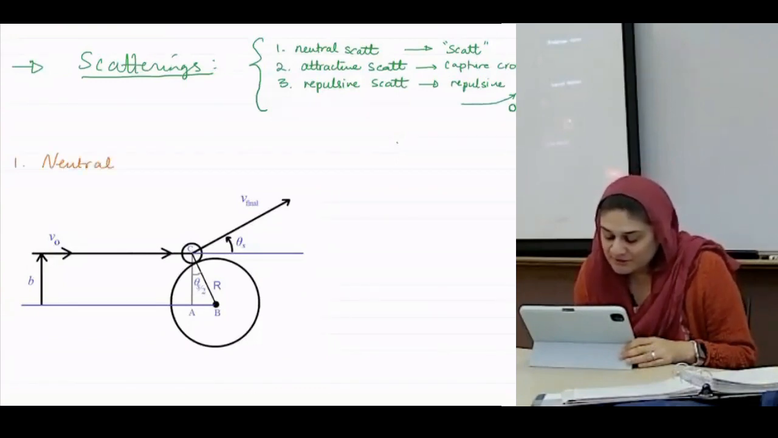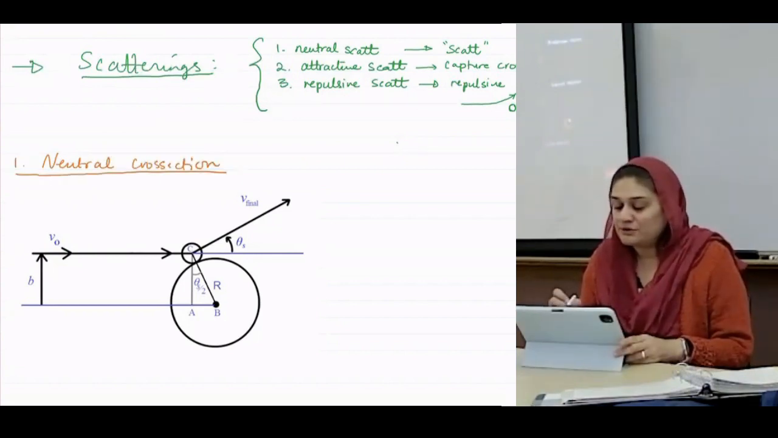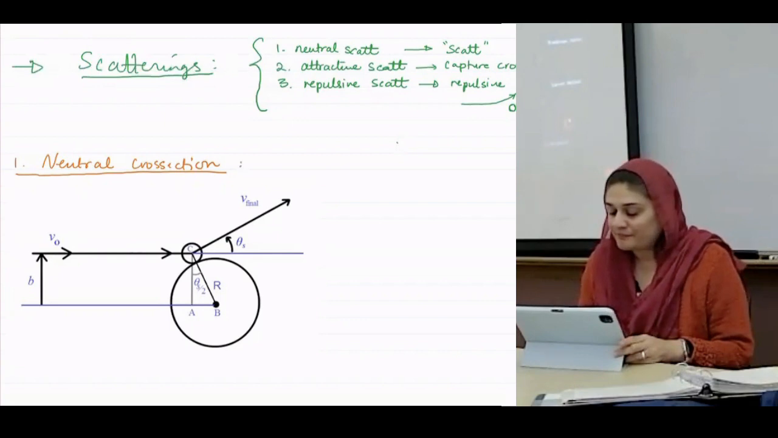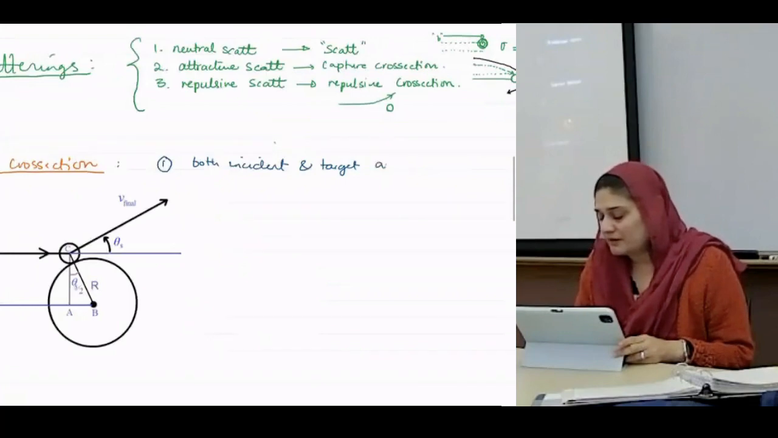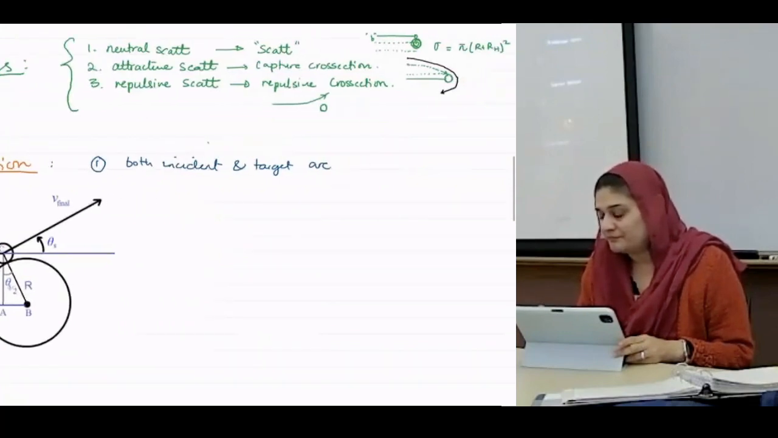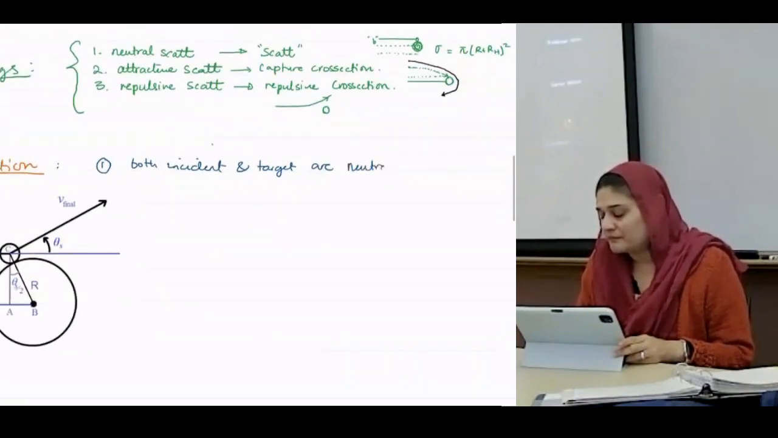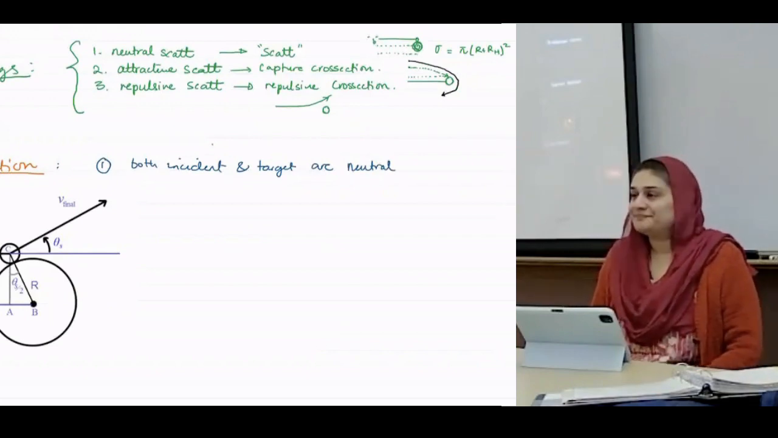Neutral cross-section. Let me define neutral cross-sections. Number one, both incident and target are neutral.